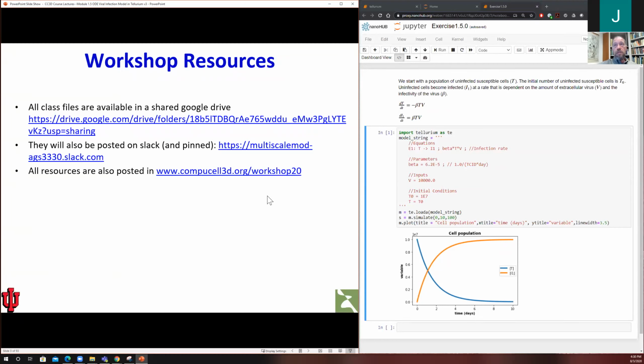Again, the workshop resources are in the usual places. I hope you can find them all right. The key thing is going to be finding the files to upload for the demos.